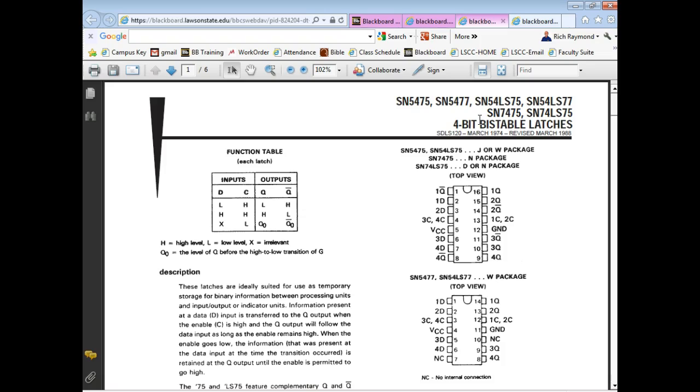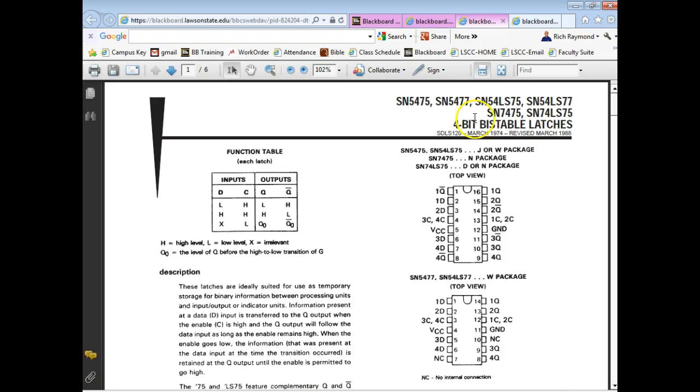So that's a beautiful explanation. I couldn't have written that any better. I mean, that's laid out exactly what this thing does. But we call this guy here a level triggered latch, right? You understand? Because as long as it's enabled, the Q will follow D.